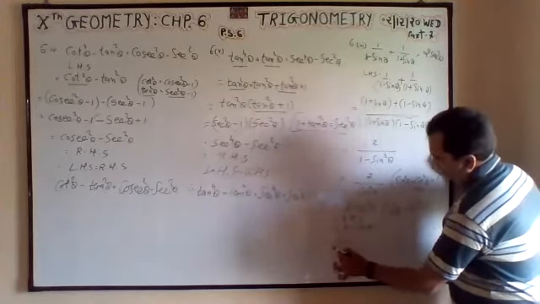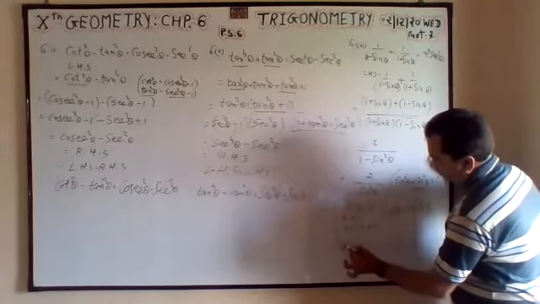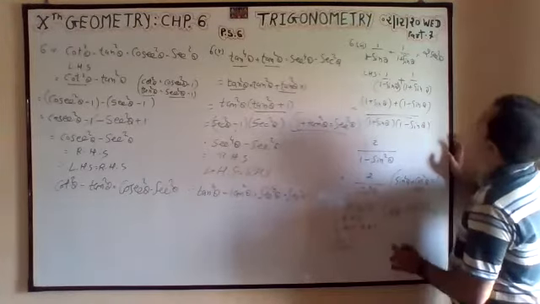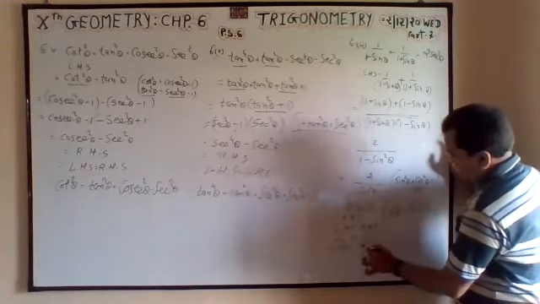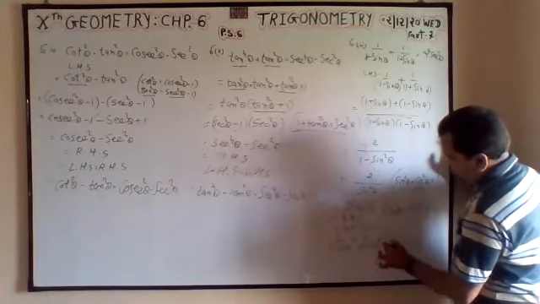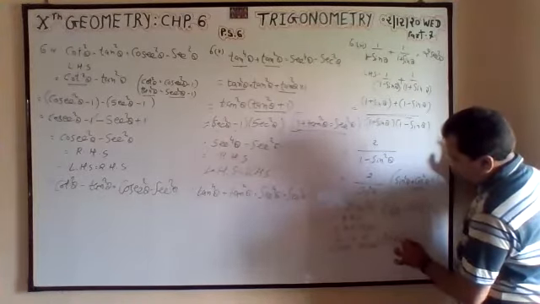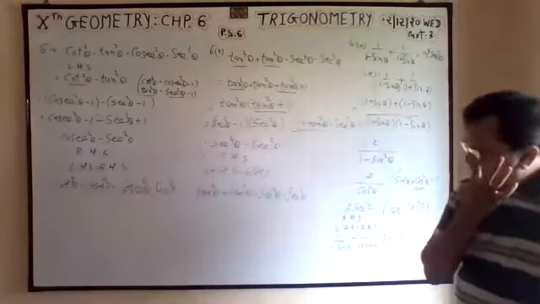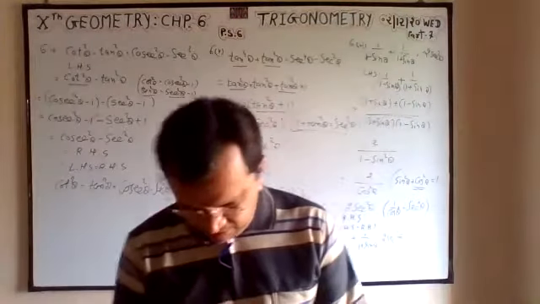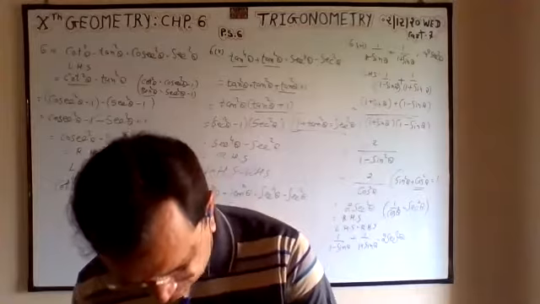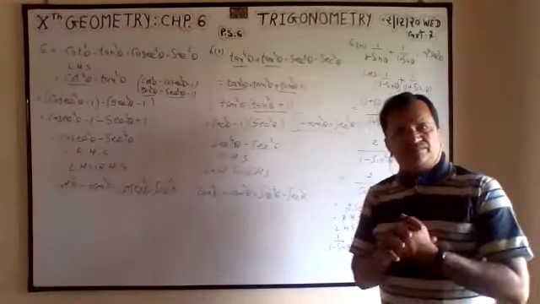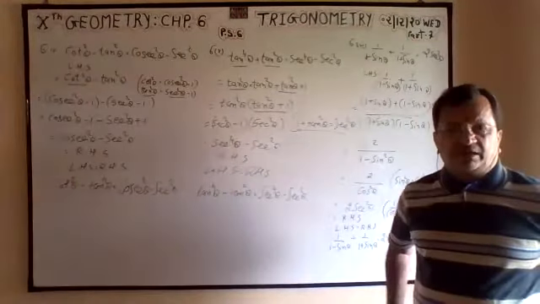Therefore 1 by 1 minus sine theta, plus 1 by 1 plus sine theta, is 2 sec square theta. If you have any doubt in these three questions, you can ask. The host will allow you to speak.